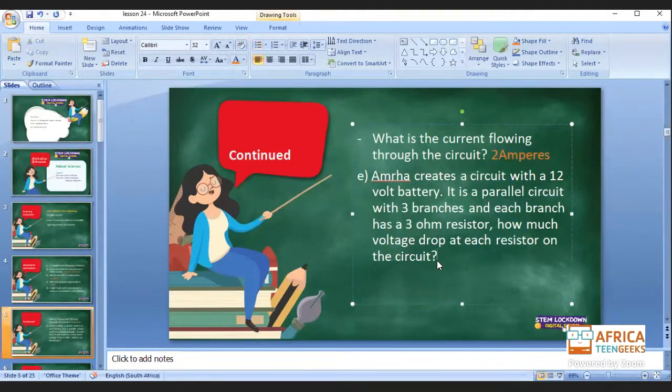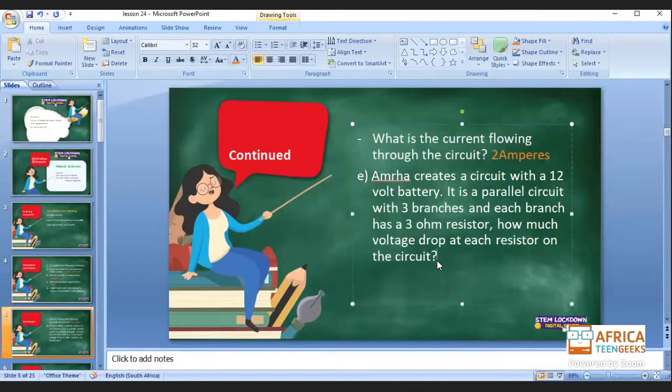Amra creates a circuit with a 12-volt battery. It is a parallel circuit with 3 branches, and each branch has a 3 ohm resistor. How much is the voltage drop at each resistor in the circuit? Unkabeti? Sir, I'm still calculating. Okay. Can I give you the choices? Yes. A, 4 volts, B, 12 volts, C, 36 volts, or D, none of the above.